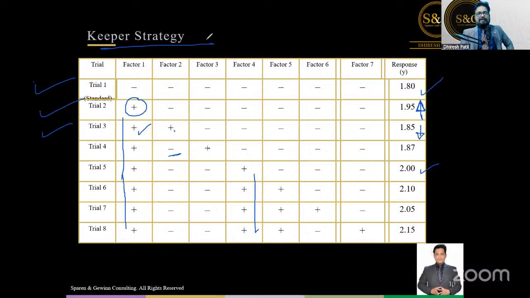Are you clear with this? Just type yes in the chat. Very simple. Clear? Everybody? Super.